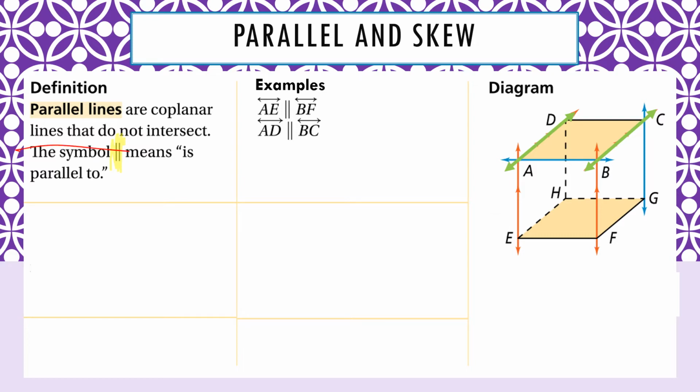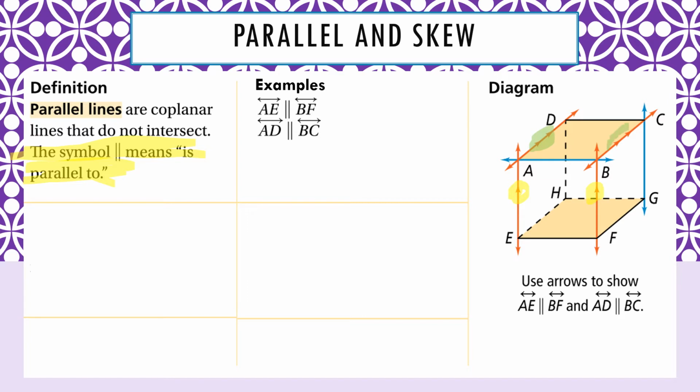Make sure you write this down, because you guys will be using that sometime. Use arrows to show that AE is parallel to BF and AD is parallel to BC. So we use these little arrows here to say that these two are parallel, and then we use a double arrow to say that these two are parallel.